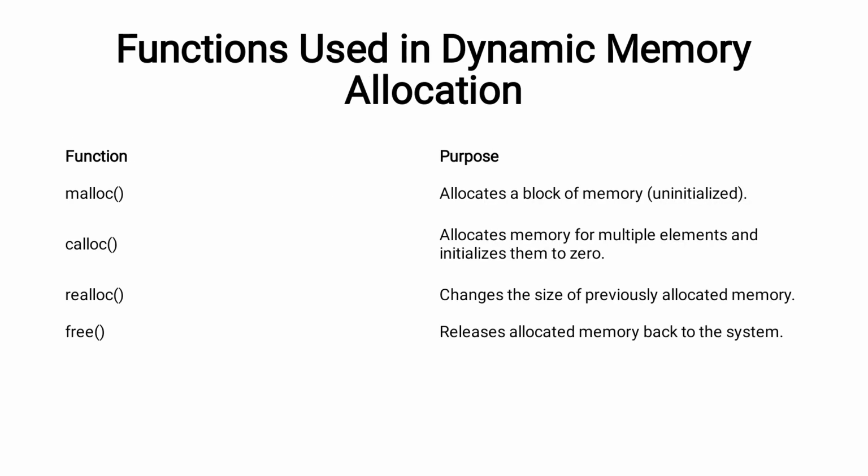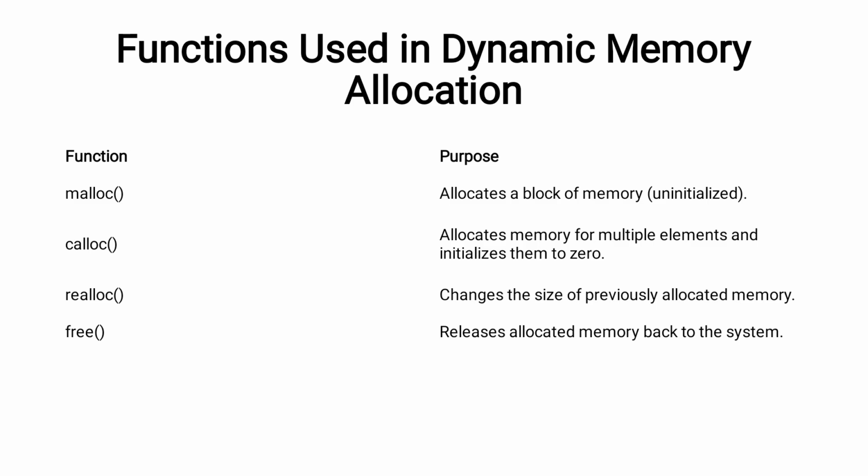So there are different functions. malloc, in the previous video we have discussed. calloc function, that means what? malloc means some block of memory will be allocated, and also those memory values are uninitialized. By default it won't store any value, so those are uninitialized values.